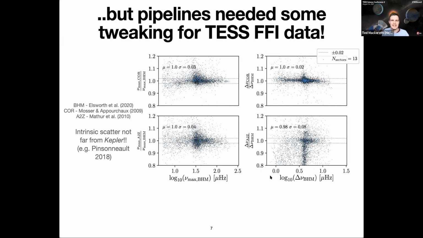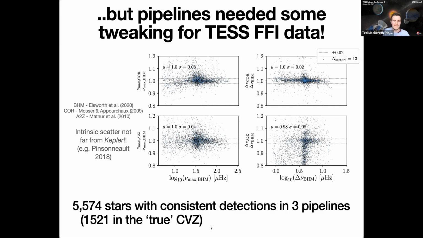And so in the end, we were able to get a sample of 5,574 stars with consistent detections across 3 of the pipelines that we used. And then we were able to find about 1,500 of those which had 13 sectors of data and were consistent within 1 sigma between all of those pipelines. This makes a nice data set where we've been able to cross-check between many pipelines that we're getting consistent detections. And for example, you might then use this sample to do machine learning techniques, which are similar to those that Marc mentioned in his talk.